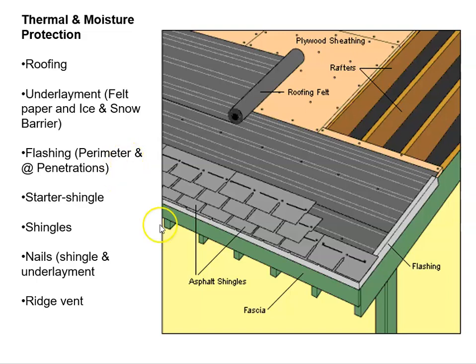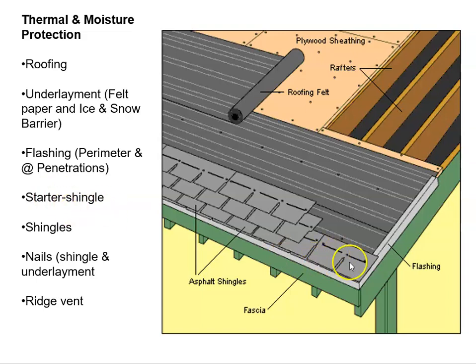Flashing at perimeter and penetration. Here we don't see any penetrations in this roof, but we see flashing or drip edge coming down the rake side and along the fascia as well in gray. That's the flashing. Shingle starters, we'll see that.